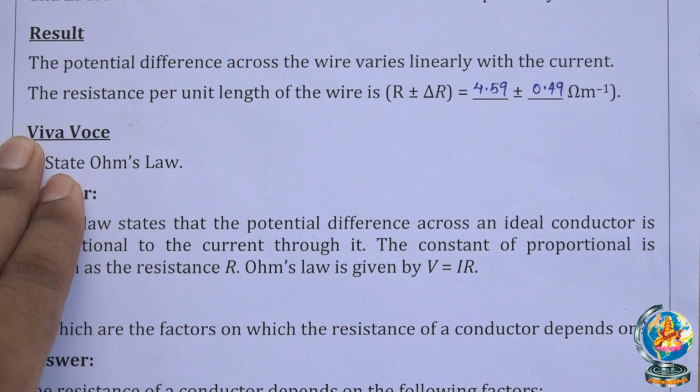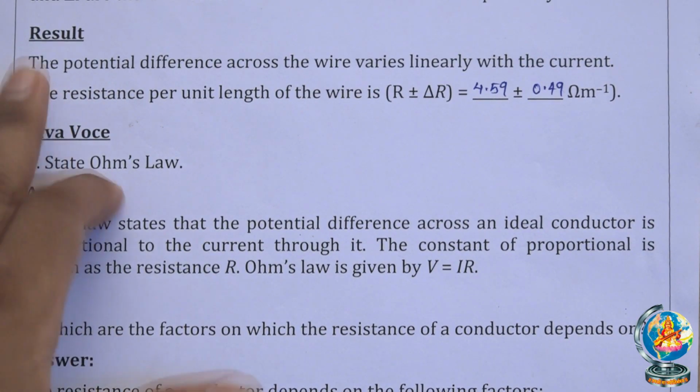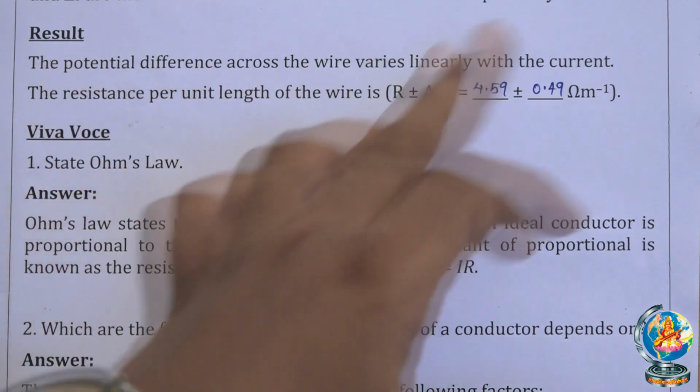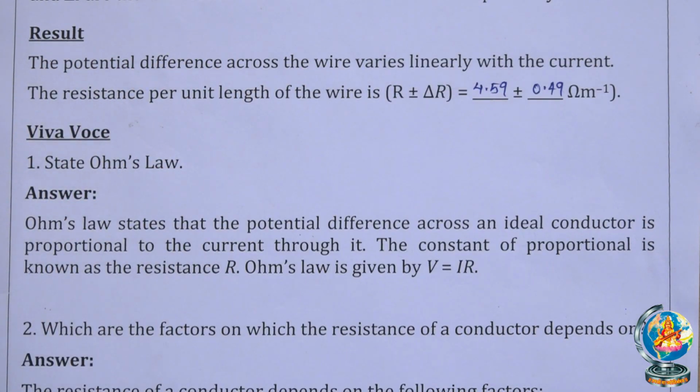One more thing I can conclude from this experiment is that the potential difference across the wire varies linearly with the current. As soon as you increase the magnitude of the voltage, you will notice that there is a corresponding increase in current.